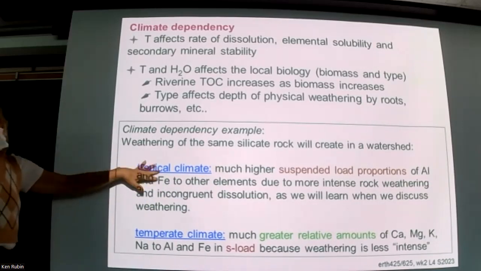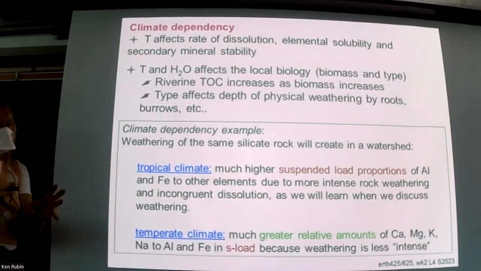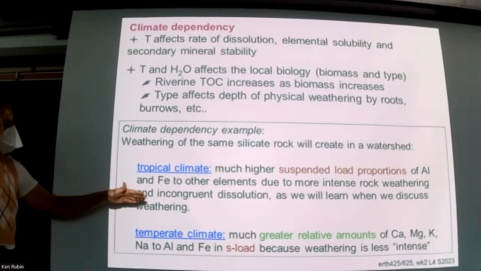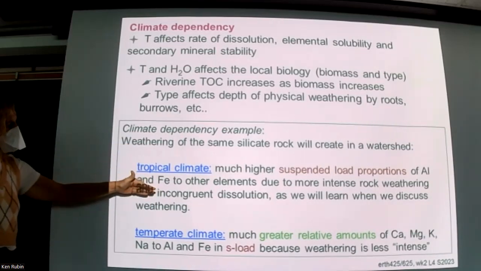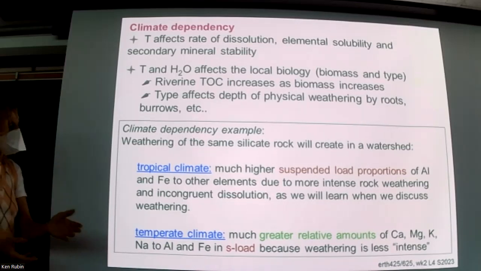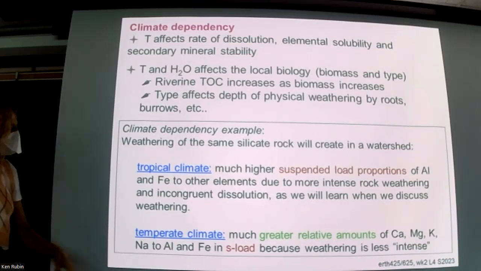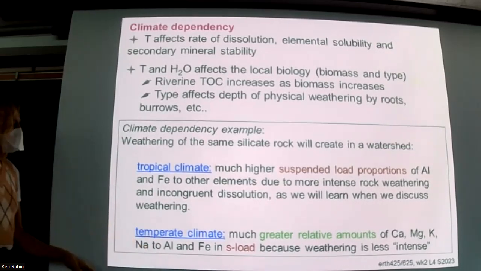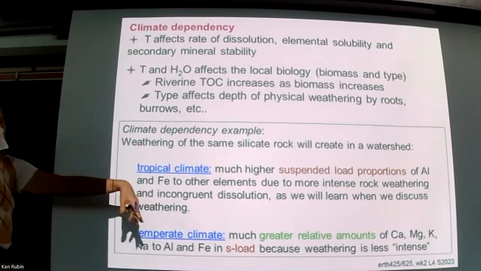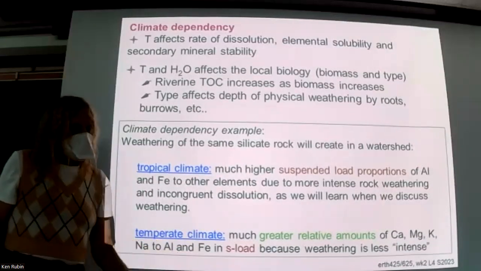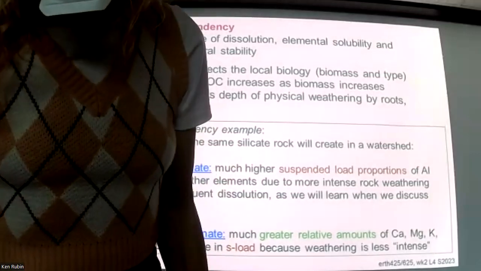In a tropical climate, we have more intense weathering of the rocks. So we see more secondary mineralization, and therefore we tend to see different proportions of some of the elements that are relatively easy to liberate from rocks during weathering than we find in a temperate climate. So in a temperate climate, for instance, we're going to find greater relative amounts of things like calcium and magnesium and potassium and sodium in the suspended loads because the rock is less intensely weathered.